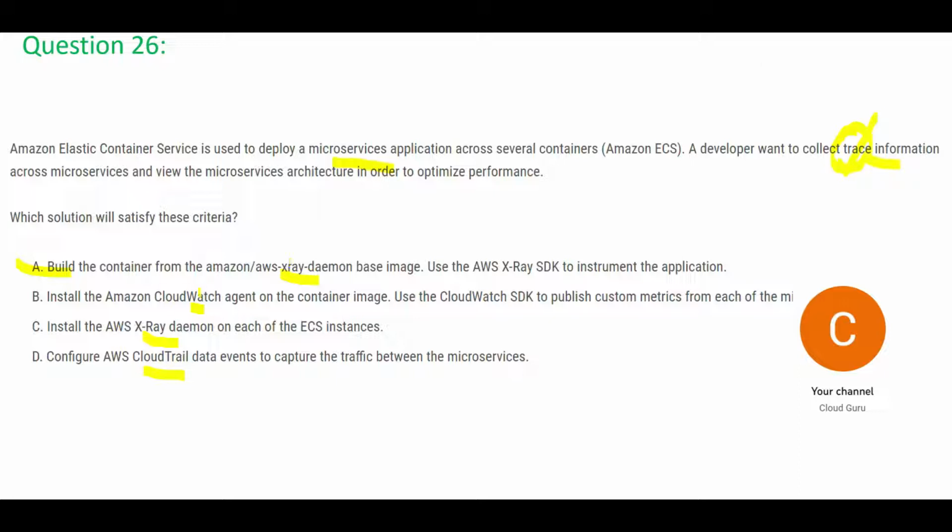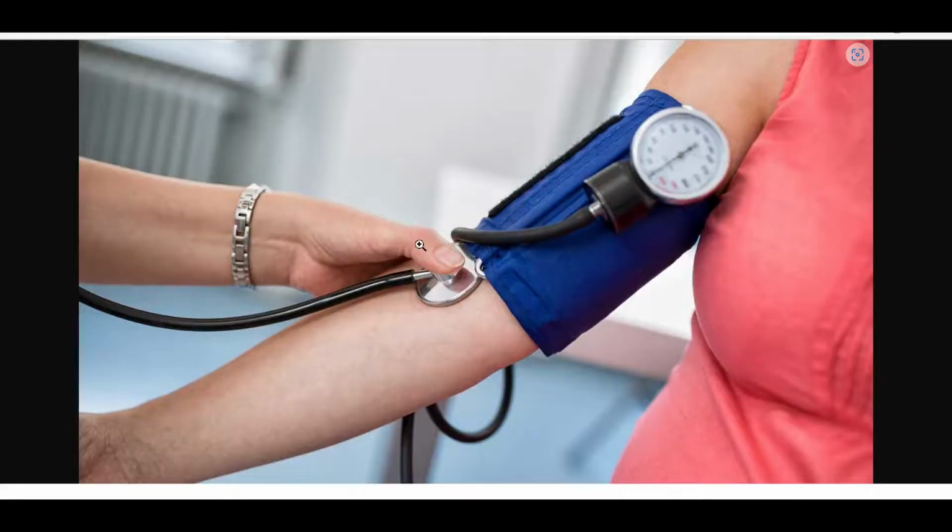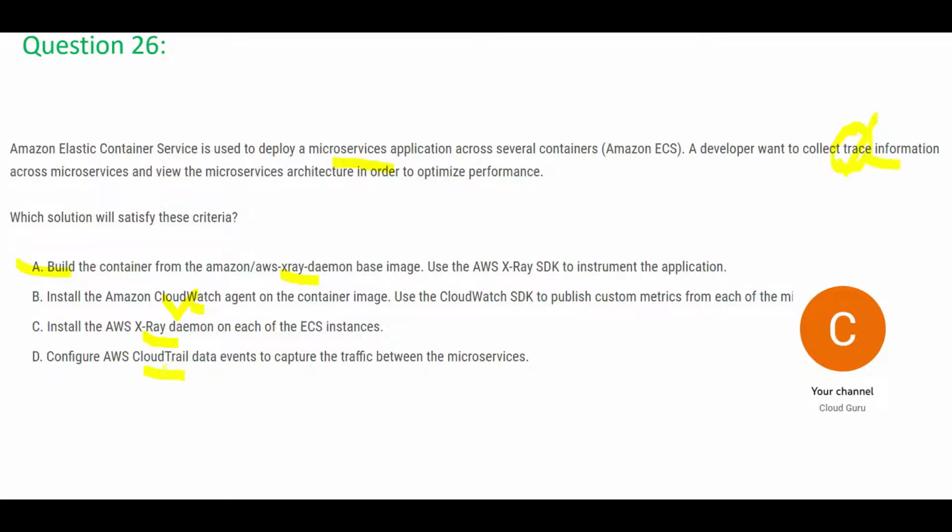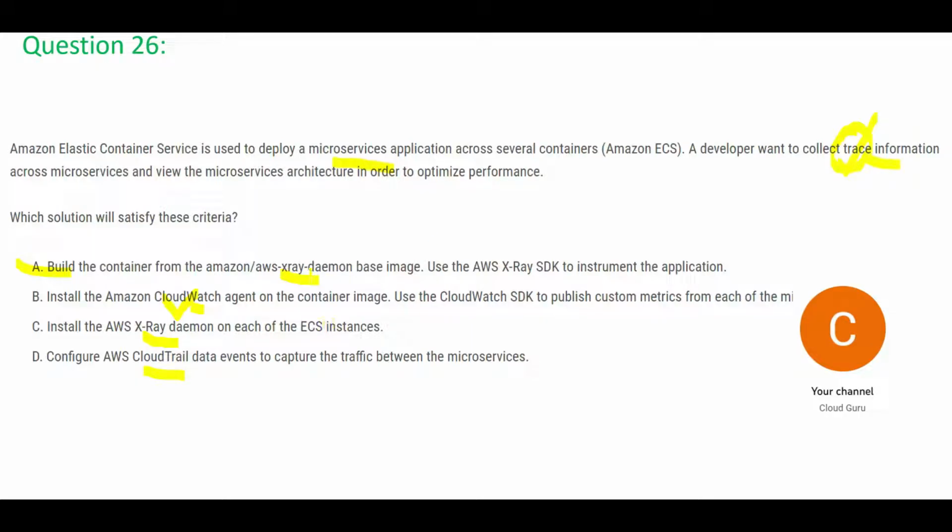Now, what is CloudWatch? CloudWatch is like your blood pressure monitoring tool. It will monitor and tell you these are the statistics. This is your blood pressure, whether it's low or high. And what does CloudTrail do? CloudTrail is just like your hospital record. It has a history of when you visited the hospital, what happened, what medication was given, and what lab tests were conducted. So these are all your activity records. That is the difference between X-Ray, CloudWatch, and CloudTrail.